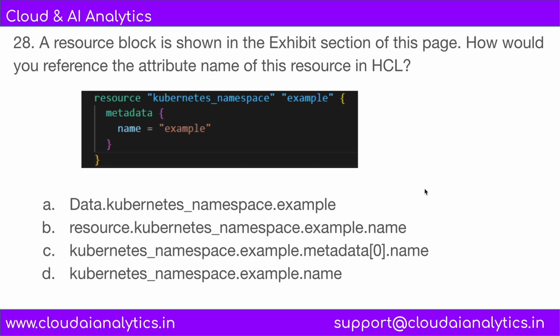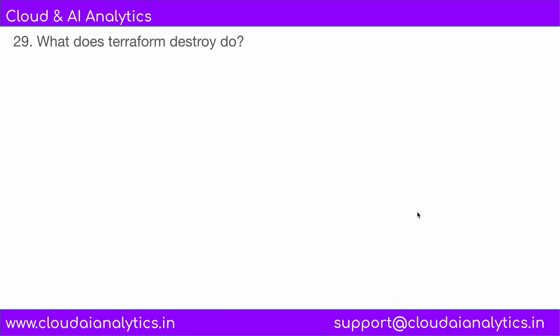Now pause the video, go through the question, go through the options, and then come up with the answer. So that's it. The right option is option C, kubernetes_namespace.example.metadata.0.name. So kubernetes_namespace basically refers to the resource type, and example is the name which we assign to our specific resource block. The dot metadata accesses the metadata block within the resource, and 0 basically means the first one, and dot name finally accesses the name attribute within the metadata block. So the right answer is option C. Now moving on to the next question.